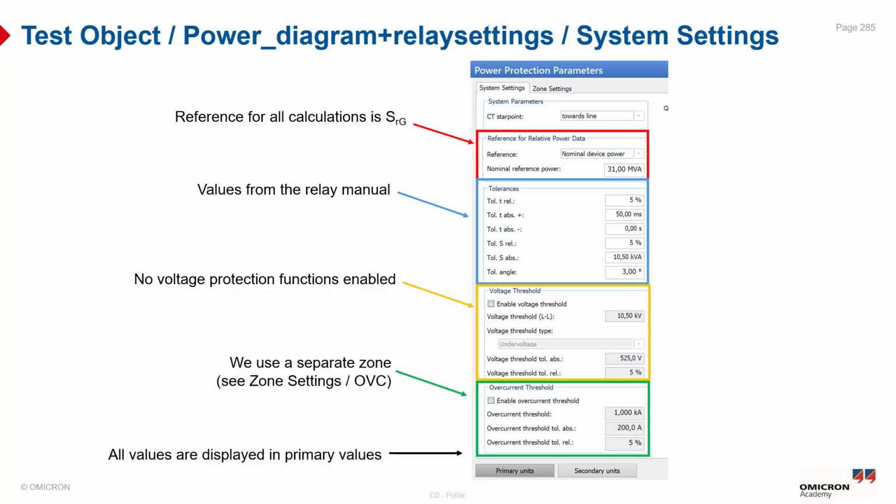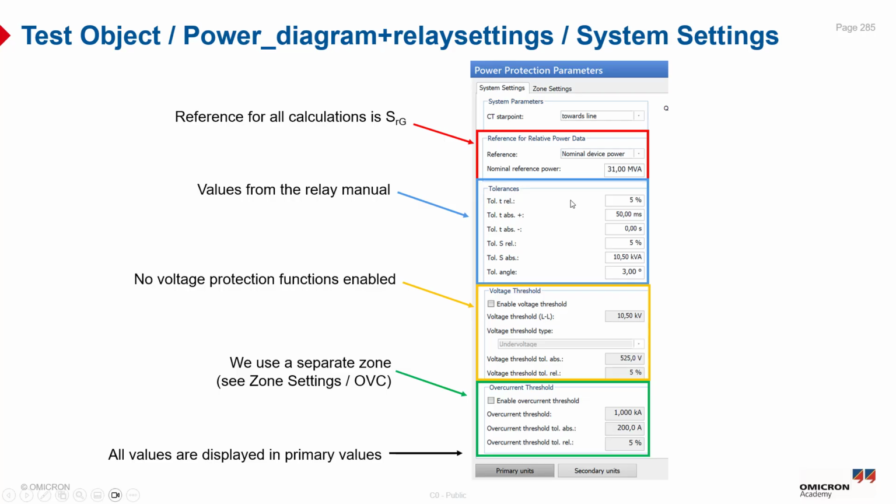It's important to note that we are using a separate zone configuration, which can be reviewed under zone settings, especially the overcurrent protection zones. Additionally, all parameters visualized and displayed in this setup are shown in primary values, providing a direct and realistic reference for the testing.